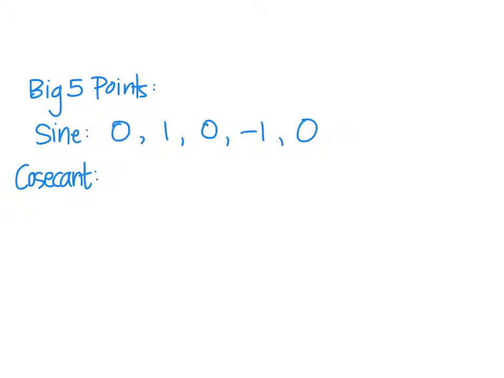What's the reciprocal of 0? Undefined. The reciprocal of 0 is 1 over 0, which is undefined. What is the reciprocal of 1? 1. What is the reciprocal of 0 again? Undefined. What's the reciprocal of -1? -1. The reciprocal of 1 and -1 are themselves.